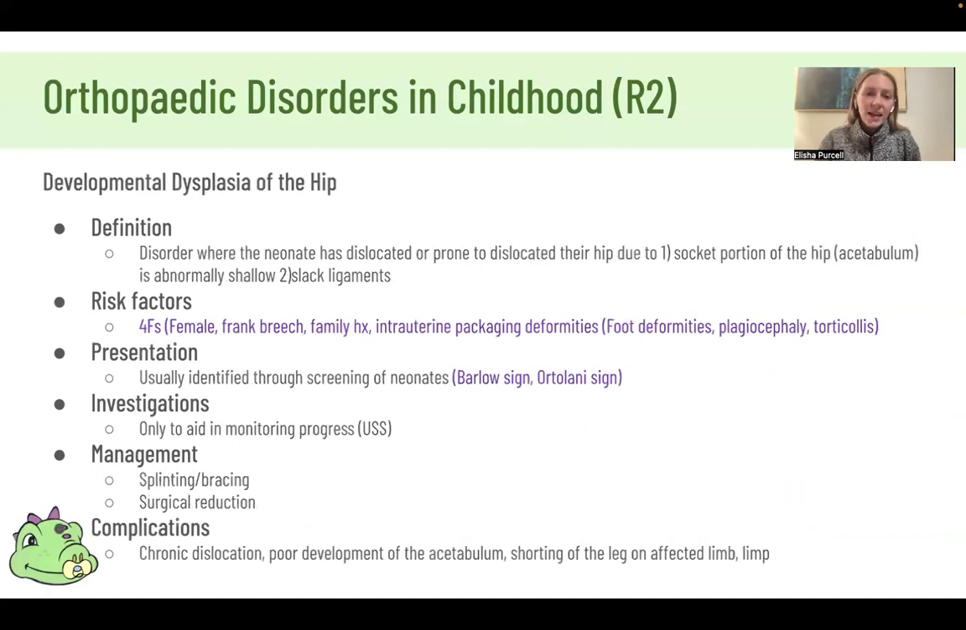Next one is DDH or developmental dysplasia of the hip. This one comes up quite a bit. What is it? It's a disorder where a neonate has either already dislocated their hip or they're more prone to dislocating the hip.